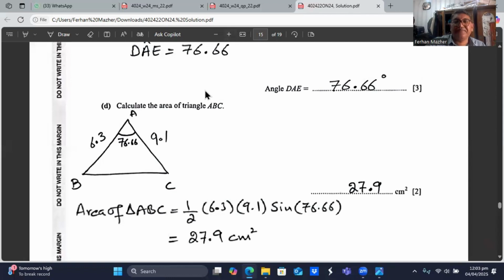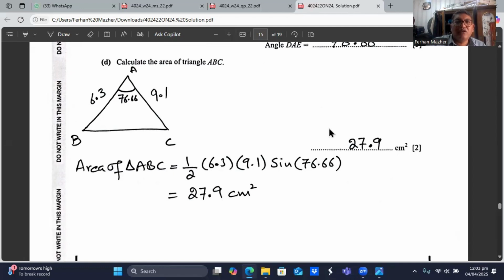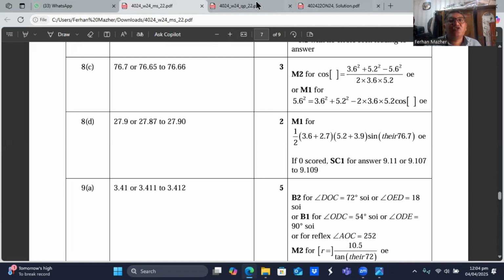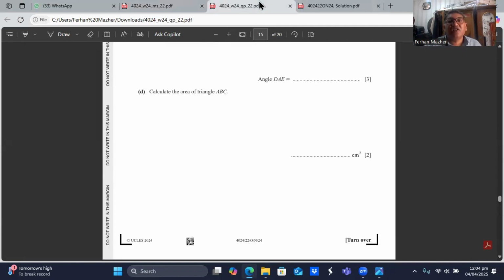so you see, ABC, this side is 6.3, this side is 9.1. We just calculated this angle is 76.66. If you know the two sides and the included angle, very easily you can find the area of the triangle. The area of the triangle is 1 by 2 into AB sine theta. So it will be 1 by 2 into 6.3 into 9.1 into sine of 76.66, and that is 27.9 centimeter square. 27.9 centimeter square is the right answer, sir.